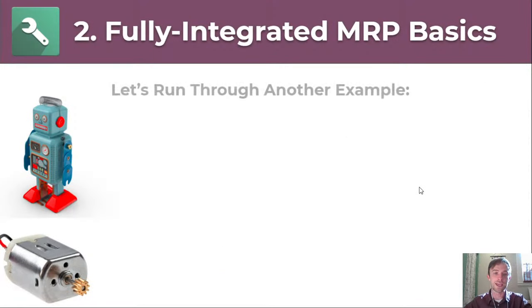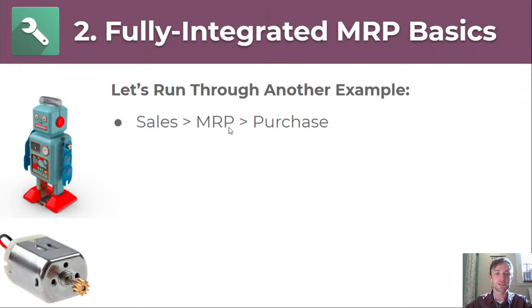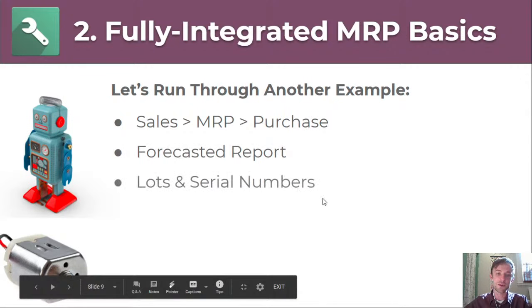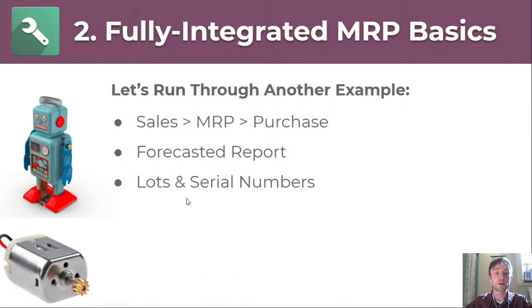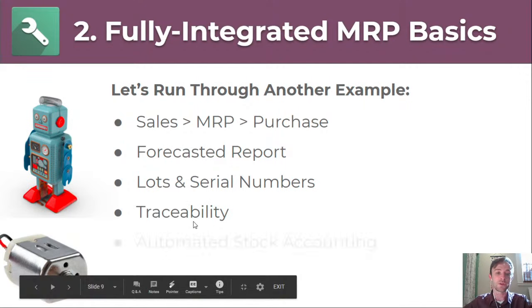And so to show that real quick, let's do another quick example. And I'm going to go sales to manufacturing to purchase and use these three apps together. And I'm also going to show how the availability pops up inline. I'm going to talk about lots and serial numbers while we're at it, because that's a really important feature that we have here. And related to that, we report on it through traceability.